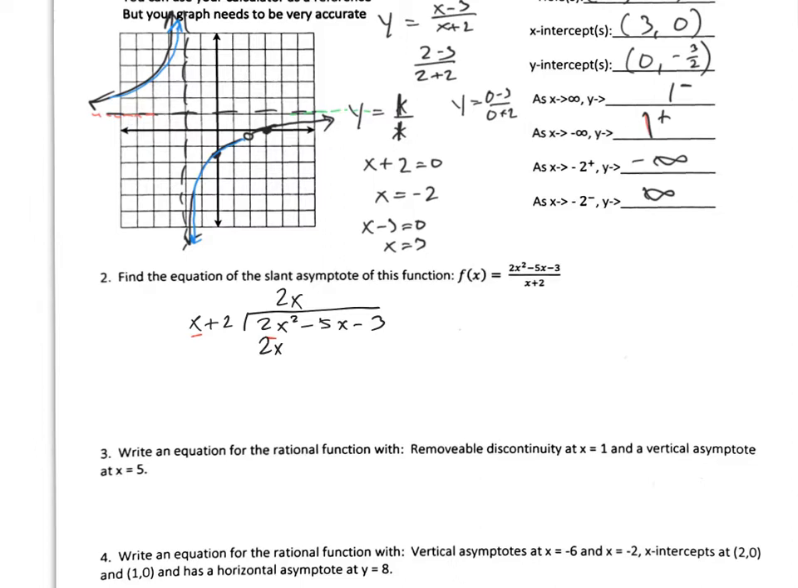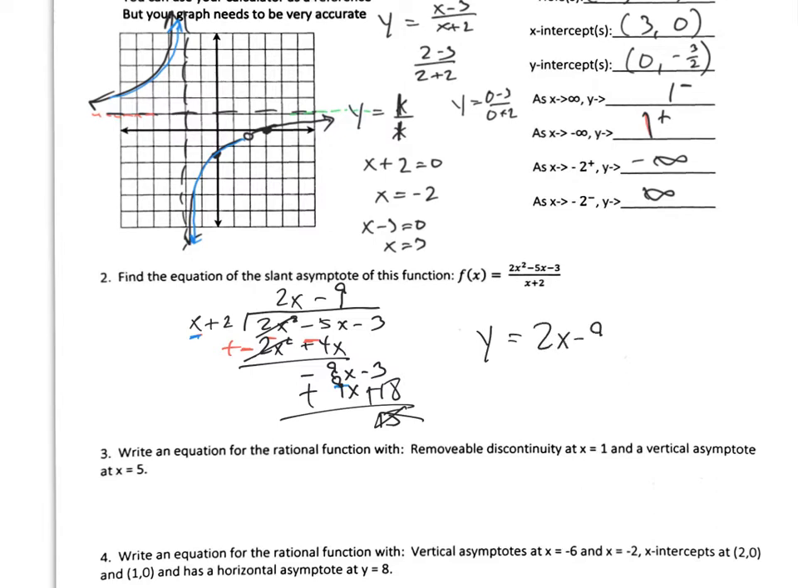Now you distribute, and 2x times 2 is a 4x. Changing all the signs on the bottom, now you add. So of course what happens is this is eliminated, and now we have negative 9x minus 3. Then you start all over. Now we want this to match the negative 9x, so we'll multiply by negative 9. Distribute, you get negative 9x minus 18, changing the signs on the bottom. We do have a remainder, which we do not care about. So the slant asymptote is the line y equals 2x minus 9.